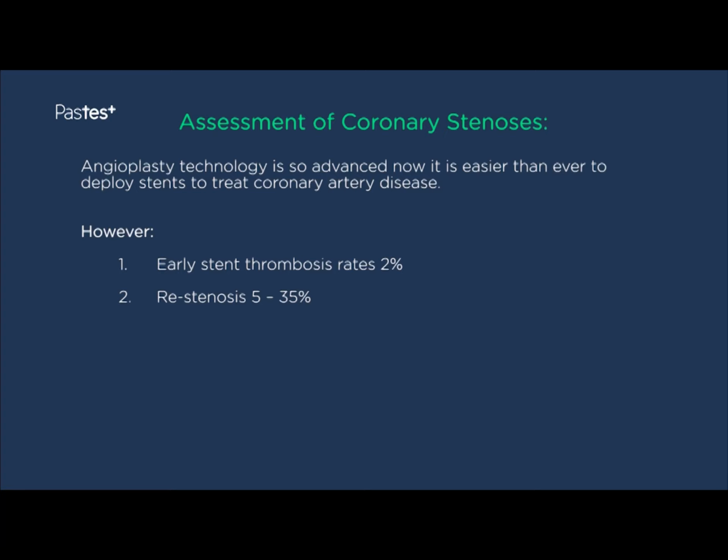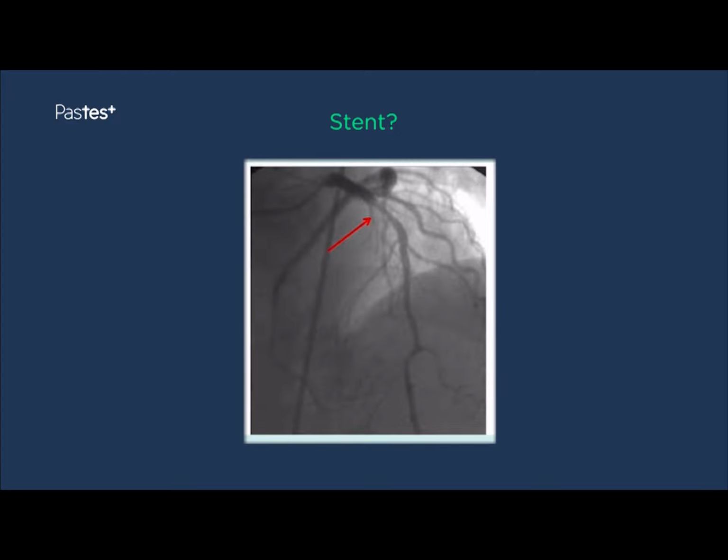both acutely, of course, while the procedure is happening, but also there's a risk of early thrombosis at around about 2%, and a restenosis risk. So this is a re-narrowing of the vessel within the stent itself of between 5 and 35%. And this leads us to question whether we actually should be deploying stents in all but the most critical of lesions. On the screen here you see a coronary angiogram, and at the top you see a coronary stenosis.